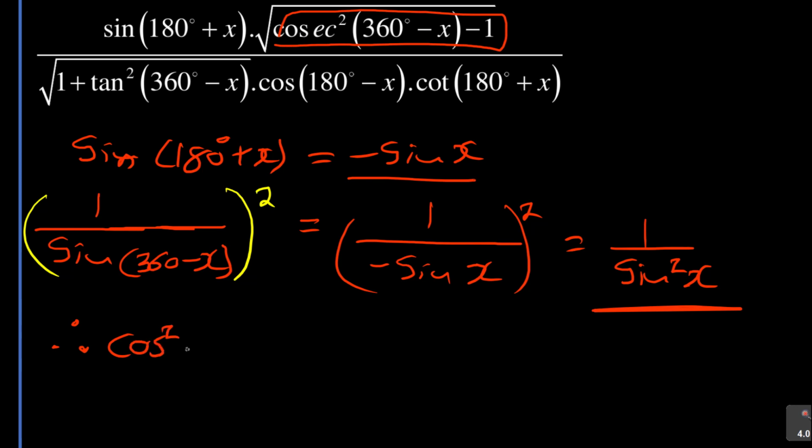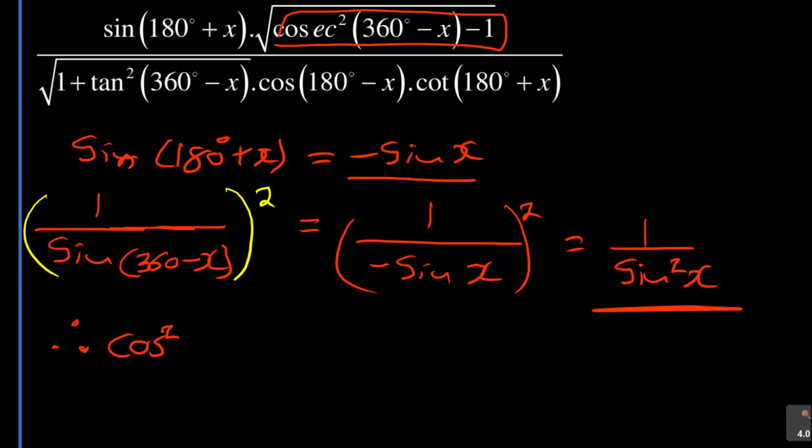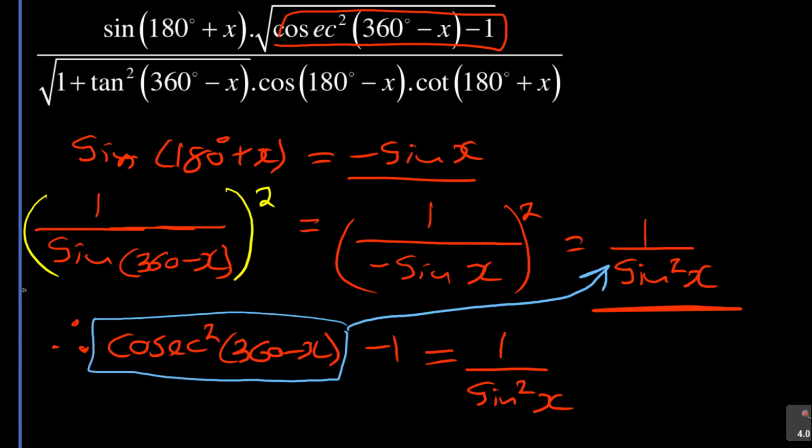Cosec, okay, sorry about this. If I say here cosec squared, and then it was what? It was 360 minus x, then minus 1, then equal to, remember cosec squared became 1 over sine squared x. This is how we simplify it. This guy here became this guy, right?